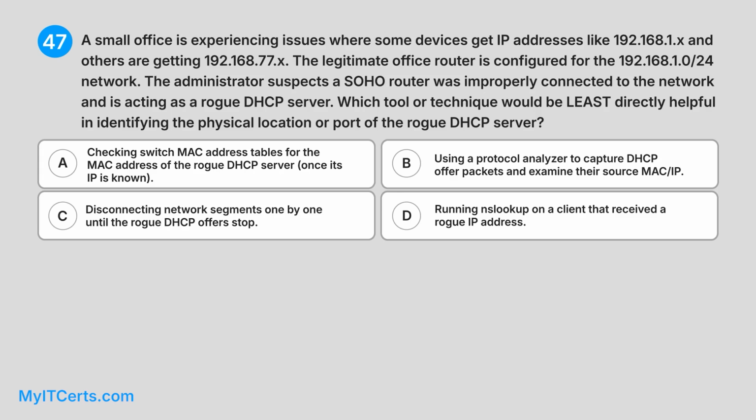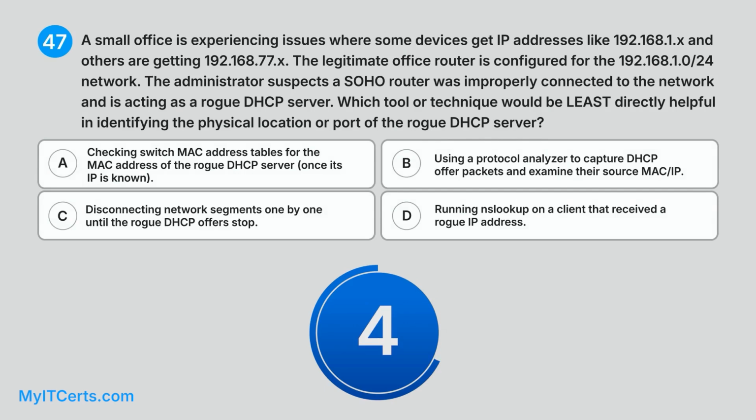A. Checking switch MAC address tables for the MAC address of the rogue DHCP server, once its IP is known. B. Using a protocol analyzer to capture DHCP offer packets and examine their source IP. C. Disconnecting network segments one by one until the rogue DHCP offers stop. D. Running nslookup on a client that received a rogue IP address. What do you think is the answer?